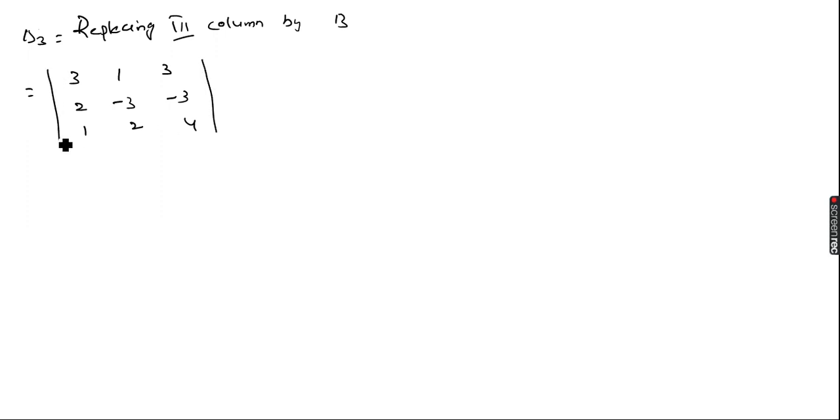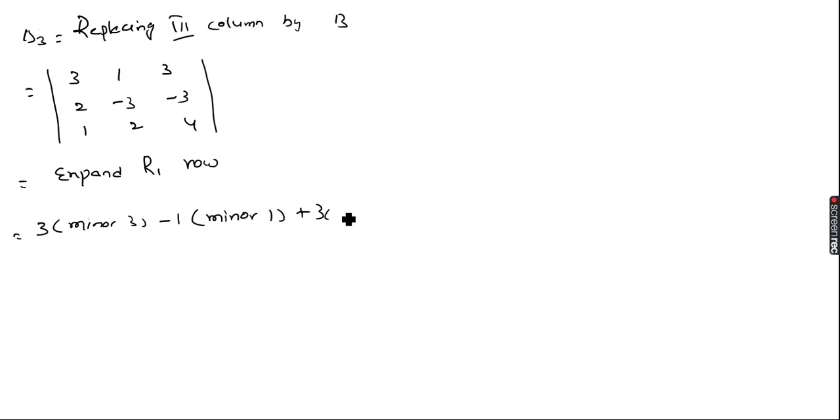Determinant, so expanding along R1. Expand the R1 row. So what are the elements of R1? 3, 1, 3. So therefore it can be written as 3 into minor of 3, minus 1 into minor of 1, plus 3 into minor of 3. That is 3 into, so what is that minor of 3?